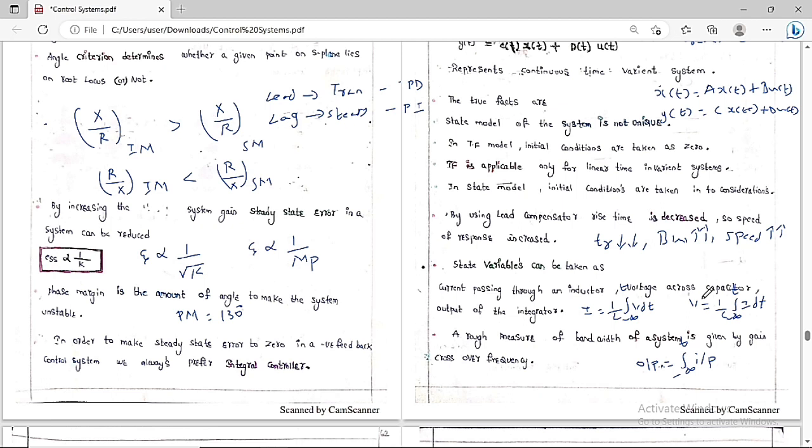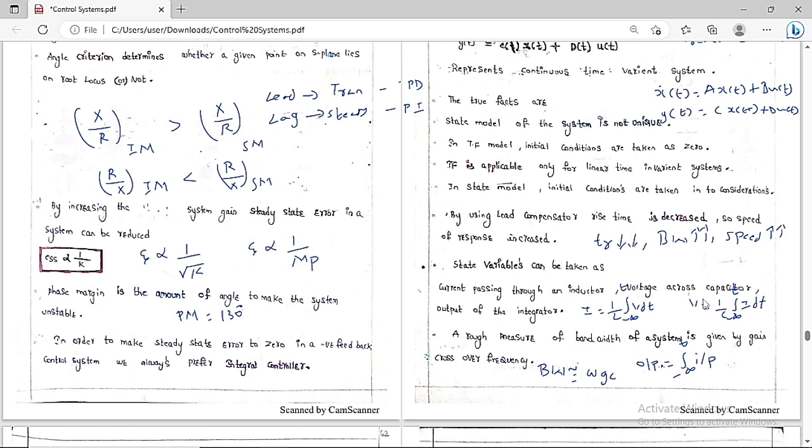The next point is, a rough measure of the bandwidth of a system is given by the gain crossover frequency. Bandwidth is nearly equal to the gain crossover frequency. This is a rough approximation, but not the exact one. It is not exactly an equation, but an approximate equation. So a rough measure of the bandwidth of a system is given by the gain crossover frequency.